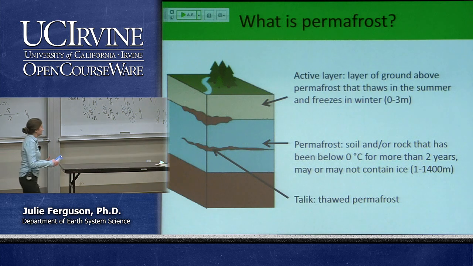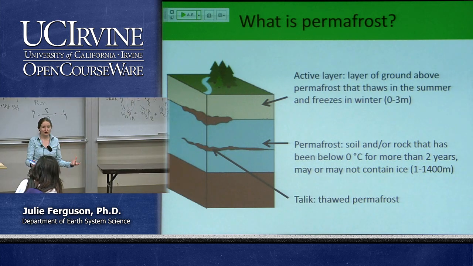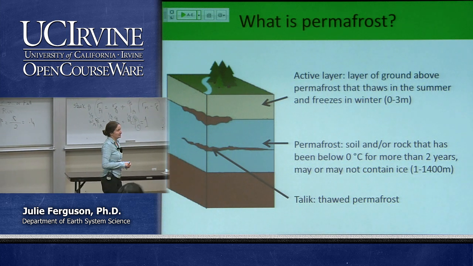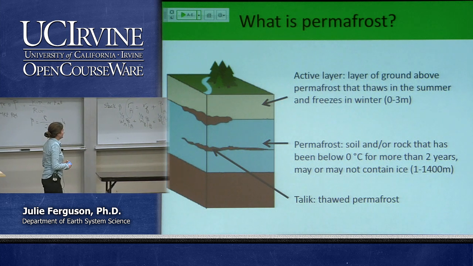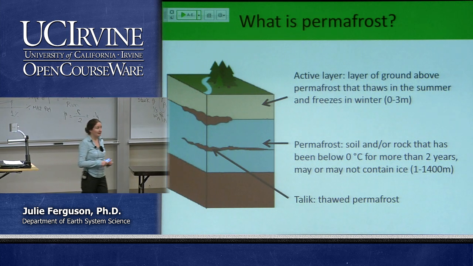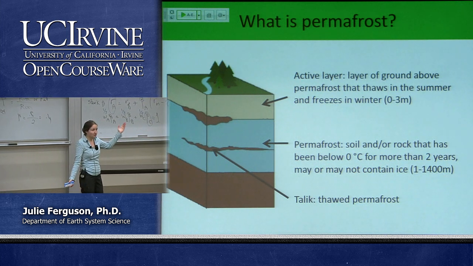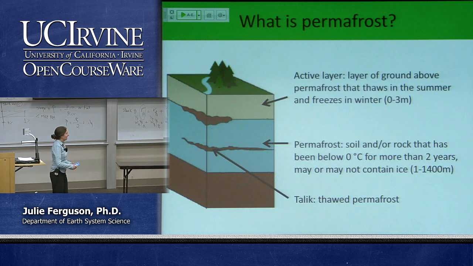Okay, so what is permafrost? Permafrost is ground that may or may not contain water, because you can have just completely dry ground as well. But it has been below 0 degrees Celsius, so below that freezing temperature, for more than 2 years. And it can be anywhere from 1 meter thick to 1,400 meters thick, so over 1 kilometer down of frozen soil and sediment in some places near the pole.